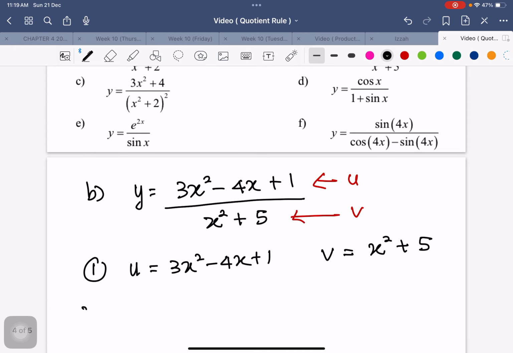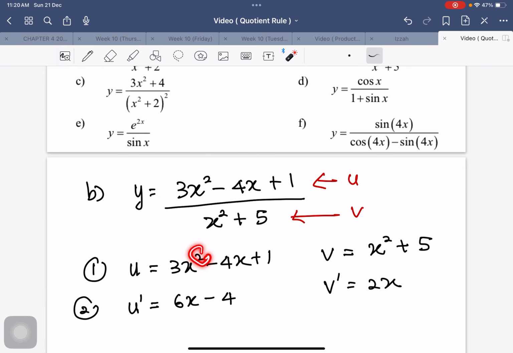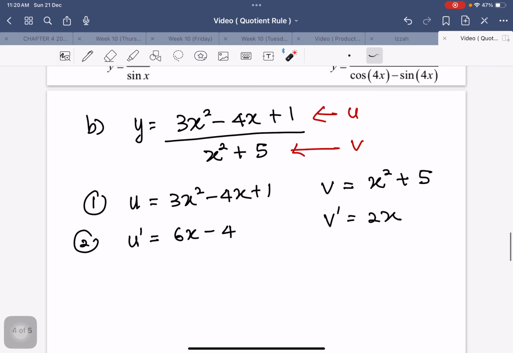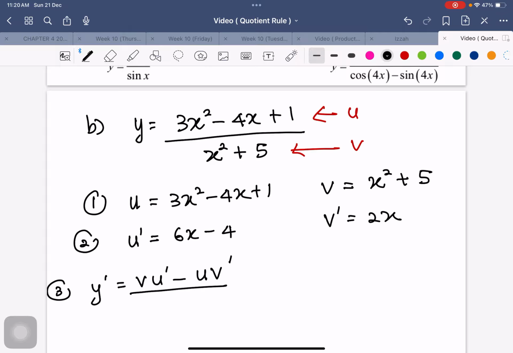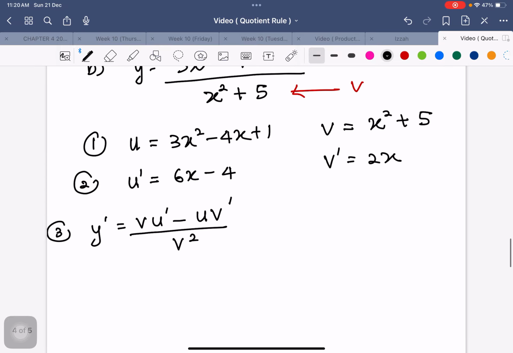Okay, so the second step adalah kita nak differentiate u and v correspondingly. So kita nak cari du/dx, we write as u prime. This one you akan dapat 6x tolak 4, and this one you akan dapat 2x. Remember, bila involve polynomial, power ni mesti makin berkurang. So step yang ketiga adalah kita nak apply dalam formula. So y prime is equals to (v u prime minus u v prime) over v squared. Okay, so what is your v?